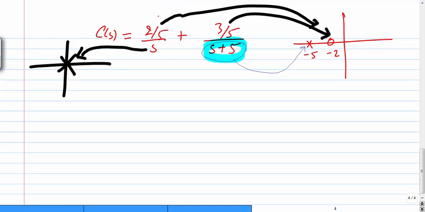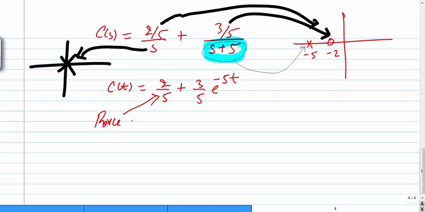Now if I look at the response when I apply the inverse Laplace transform, this part is known as the forced response because this is due to the input of the system, and this part is known as the natural response of the system.